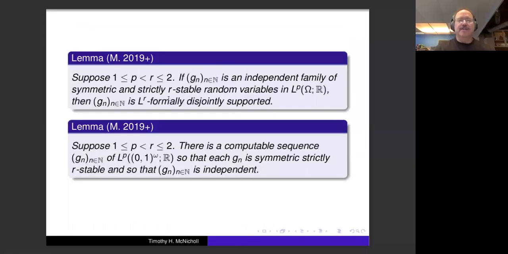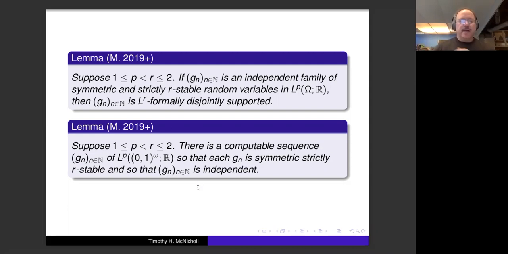And the reason why we care about these things, it turns out, is this wonderful fact right here. Well, I shouldn't call this a wonderful fact. This is an effectivization of a wonderful fact. Suppose p is at least 1, less than r, less than 2, and we've got G_n, an independent family of symmetric and strictly r-stable random variables in L^p(Ω). Then G_n is L^r formally disjointly supported. So having things r-stable and independent gives you L^r formally disjointly supported vectors.